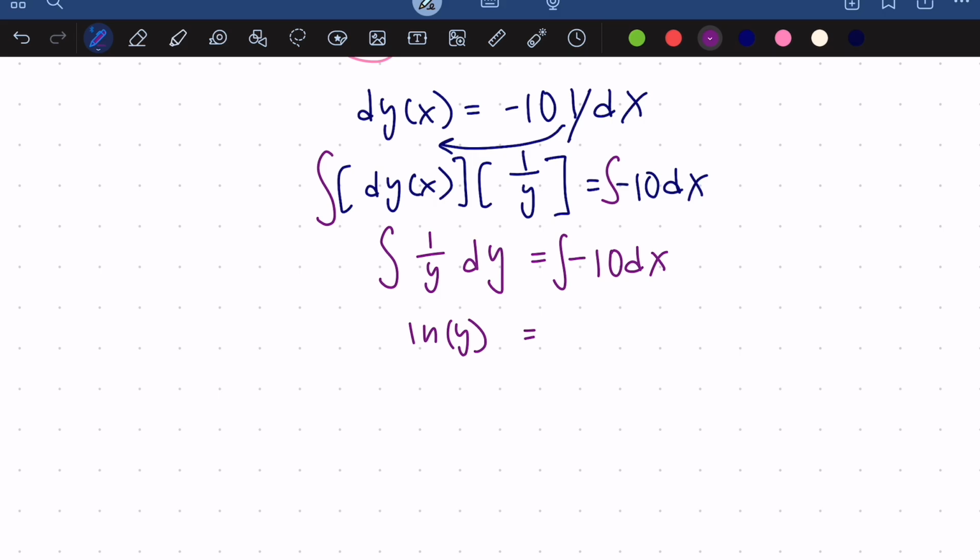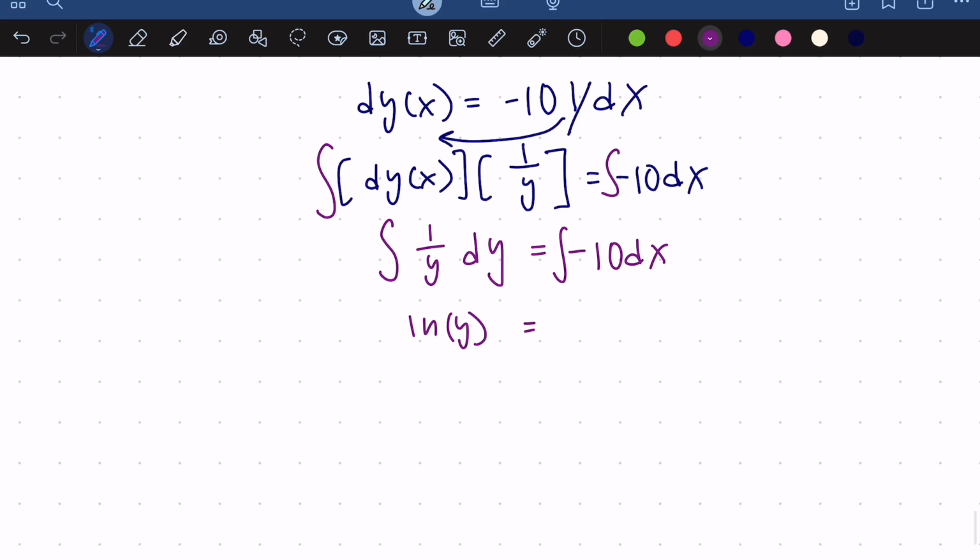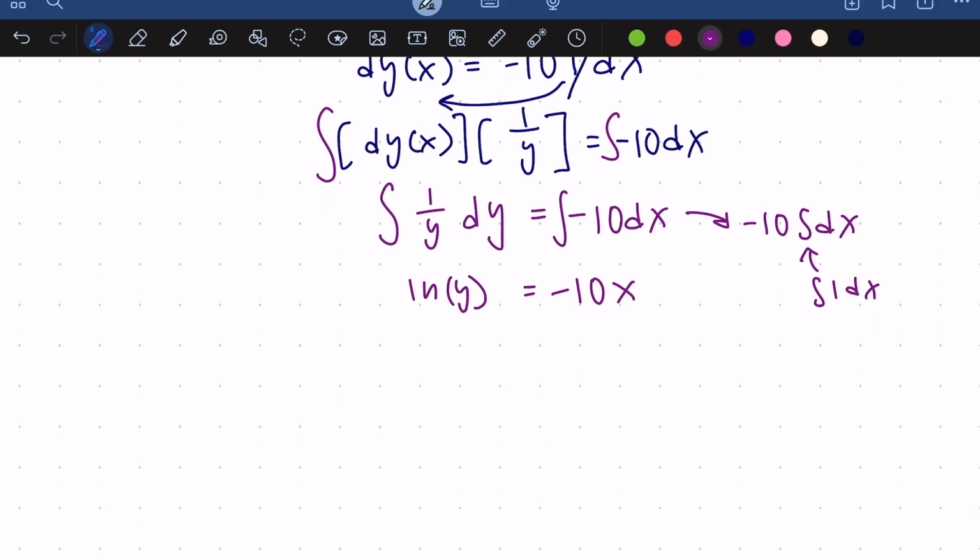And then on the other side, we could pull out that negative 10, just to split this up into 2 steps. We could pull out the negative 10, integration of dx, and then we know that an integration of dx is the same thing as saying integration of 1 dx, and the integration of 1 dx would be x, so that we have negative 10x. So one thing here is that because we are integrating, we want to add constants. So that would be plus c plus c.